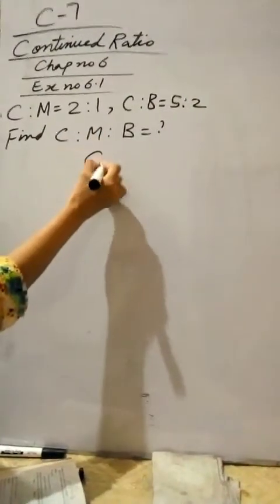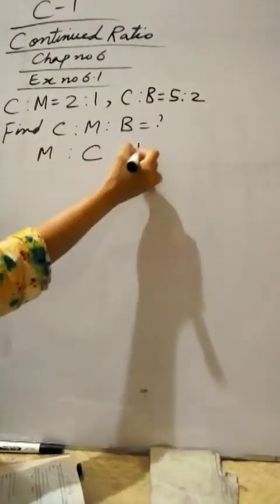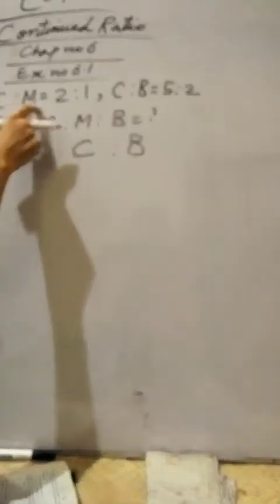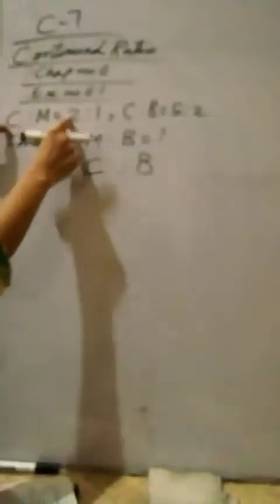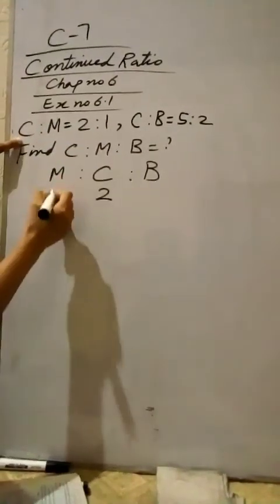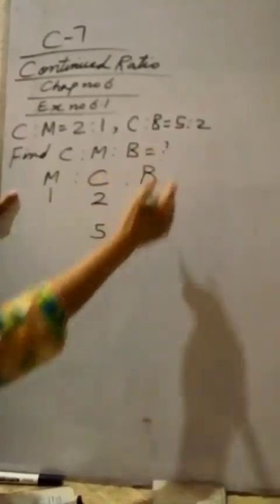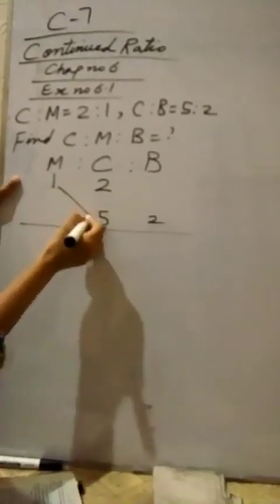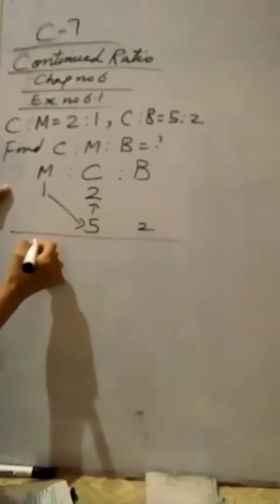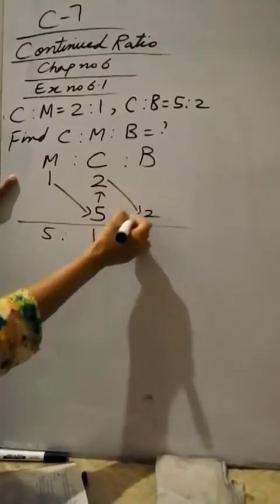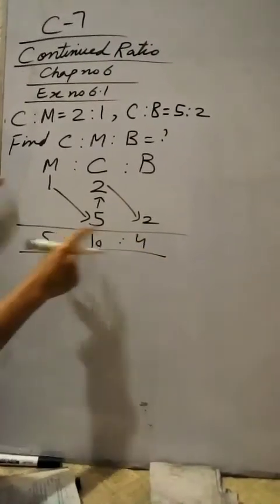First of all, see which is the common one. Chicken is the common one. In the first line, chicken is 2, so write 2. Mutton is 1, write 1. In the second line, chicken is 5 and beef is 2. Now multiply. 5 times 1 is 5, 5 times 2 is 10, and 2 times 2 is 4. Can I divide by the same number?